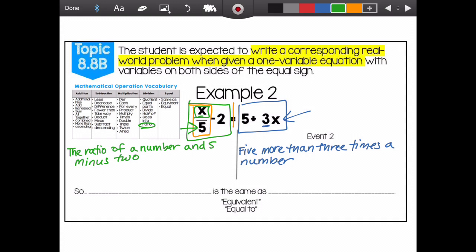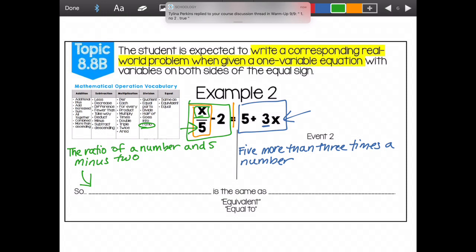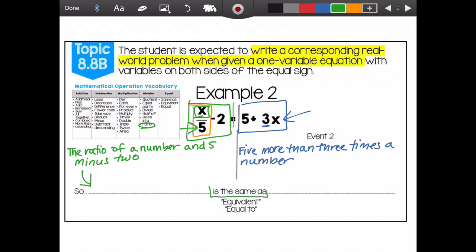All right. And then we would set those equal to one another in our sentence. So again, the ratio, and instead of rewriting that, I'm just going to draw my arrow. The ratio of a number and 5 minus 2 is the same as 5 more than 3 times a number. All right. Okay, so let's go ahead and move to example 3.